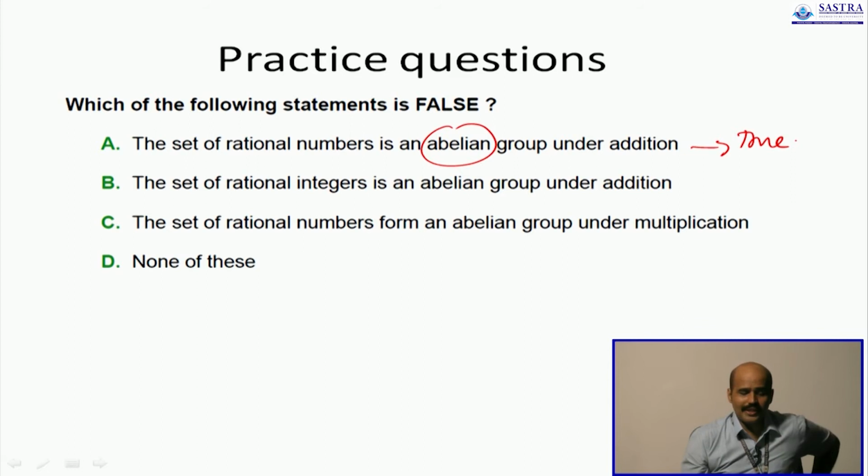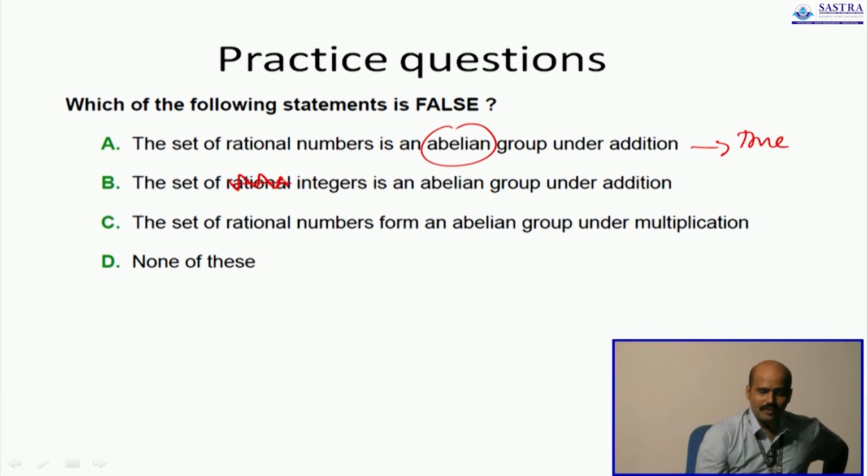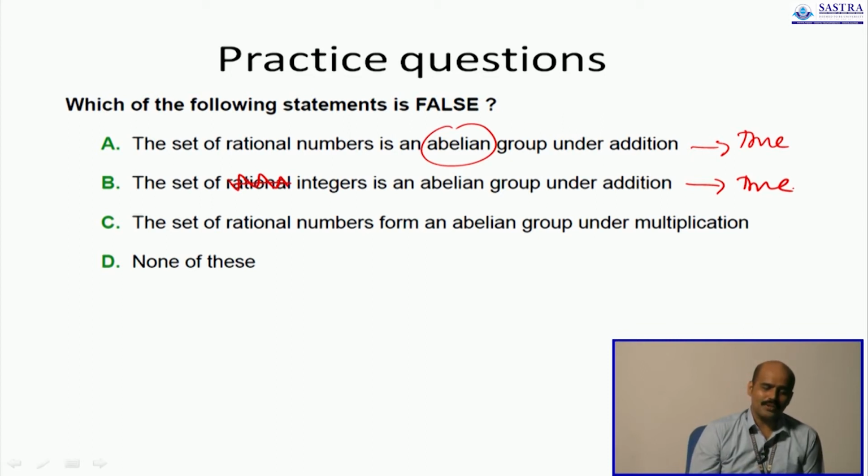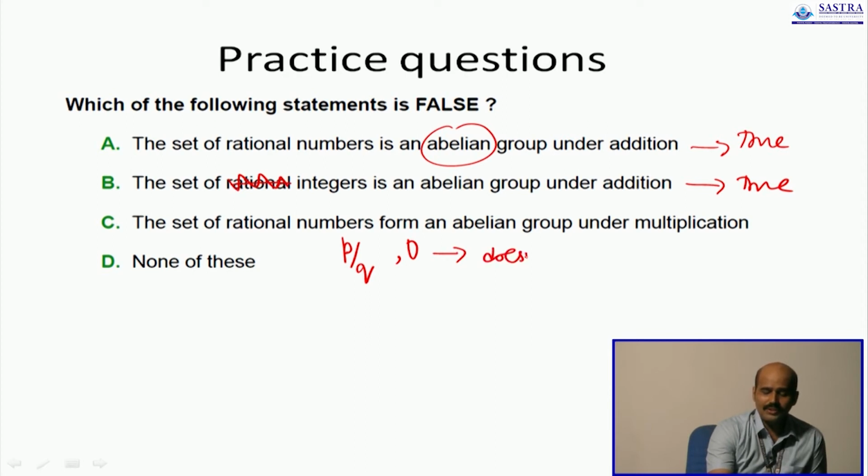Set of all rational integers, there is nothing called rational integers, set of all integers. Set of all integers is an abelian group under addition. So what works for rational numbers also works for integers, so this is also true. The set of all rational numbers forms an abelian group under multiplication, and that is where we are having a problem, because when you say rational numbers, you are including any number of the form p by q, which means you are also including the number 0, but as we saw before, 0 does not have an inverse.